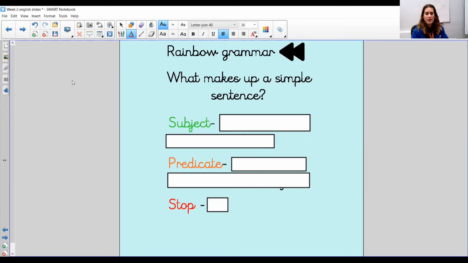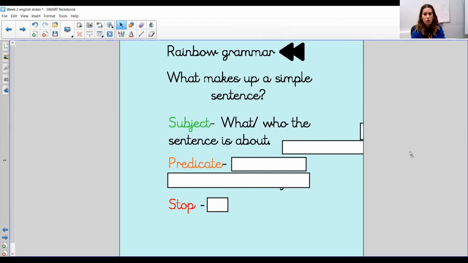Wonderful. Hopefully you've had a little go. Okay, it doesn't matter if your definitions aren't exactly the same as mine, but hopefully we can remember the definitions that we did, or we at least have got an idea. So the subject is what or who the sentence is about. For example, Miss Sison went to the shop. The subject would be Miss Sison because the sentence was about her.